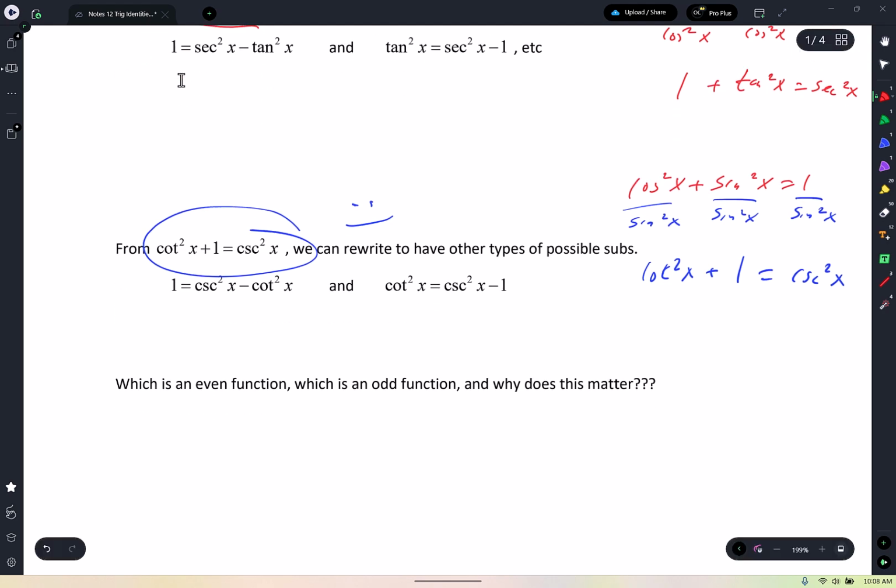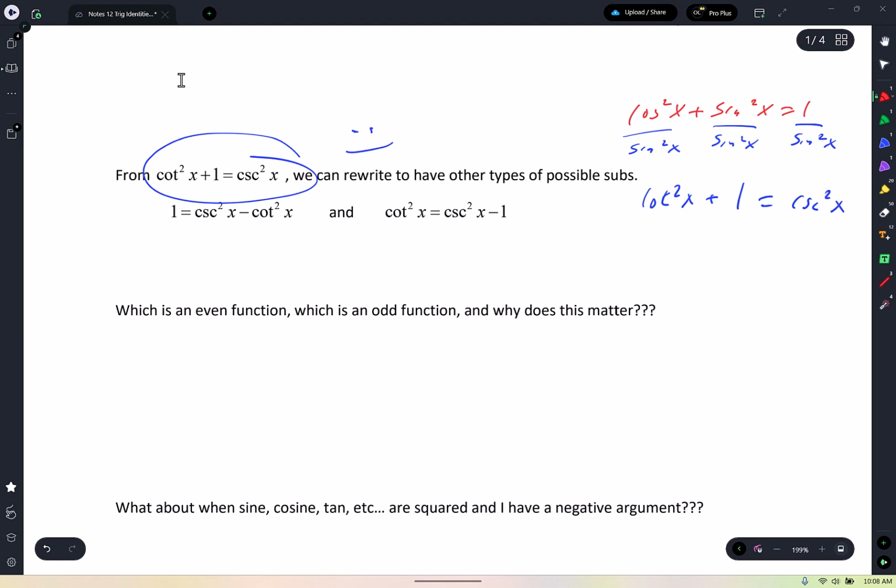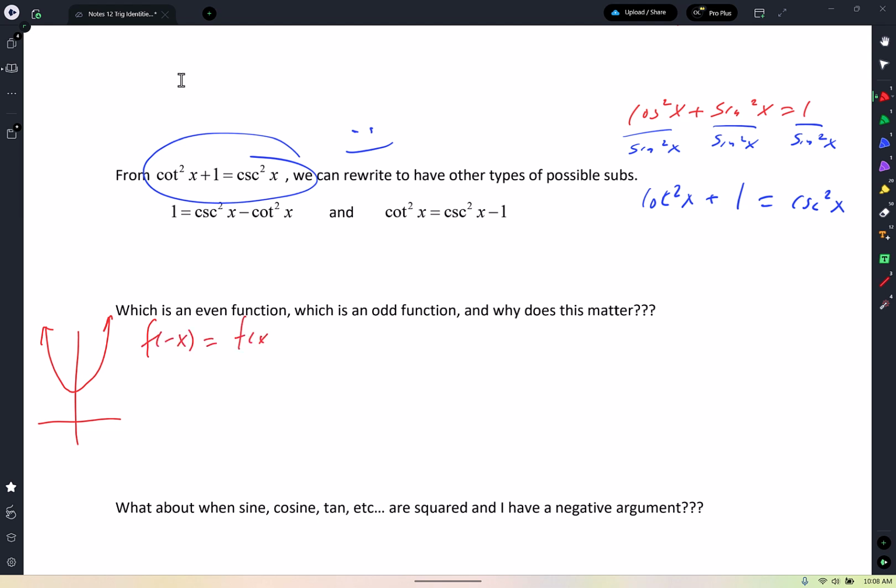All right, guys. Which is an even function? Which is an odd function? Why does that matter? Maybe I should have put what is an even function instead of which. I am referring to sine and cosine. What is an even function? An even function reflects across the y-axis. So a very famous even function is something like, well, let me give you the property first. An even function has this property.